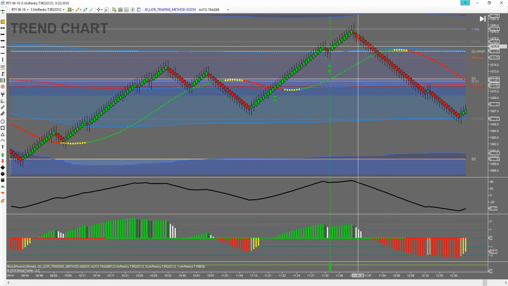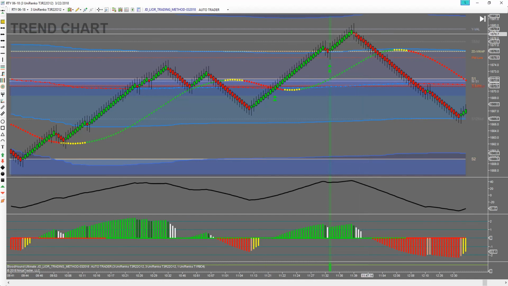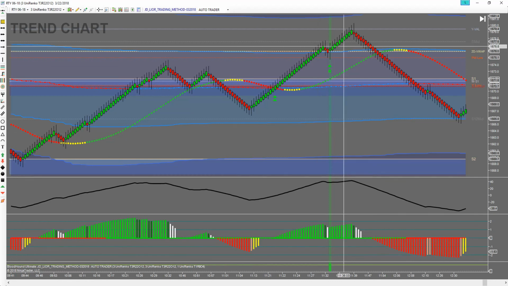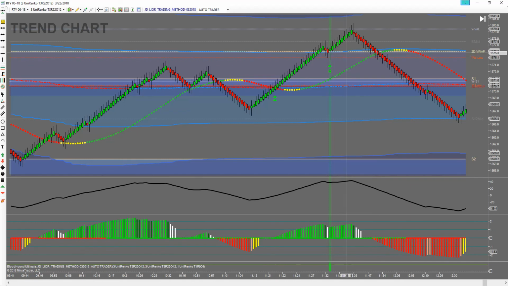77, 76.8, 77.8, 78.8. That's 20 ticks. Probably that would have given you your 20 ticks, what we're talking about. But you need to establish your stop loss. 76.8, 75.8 is 10 ticks.